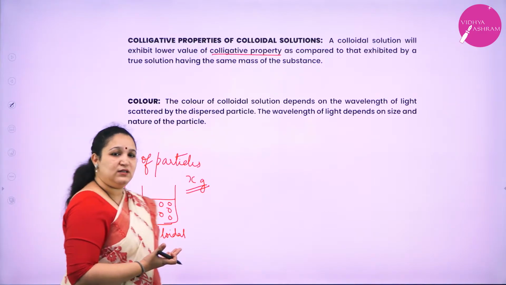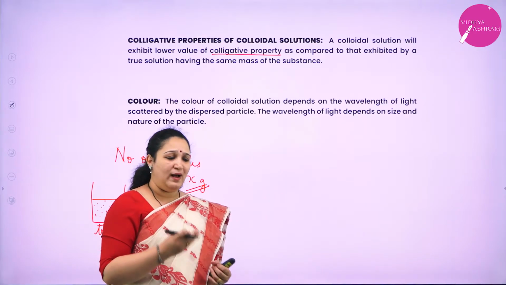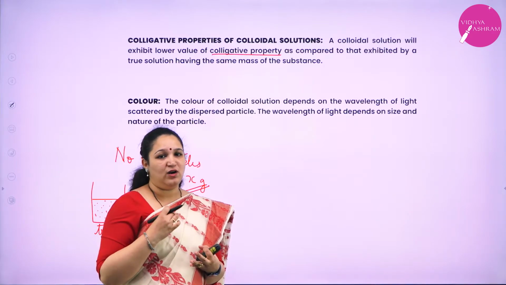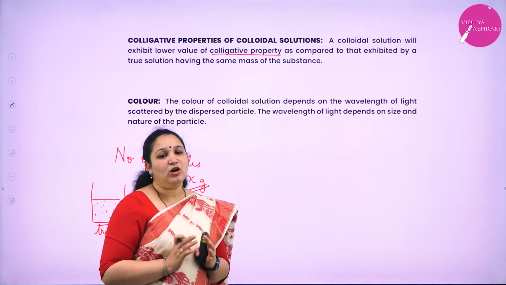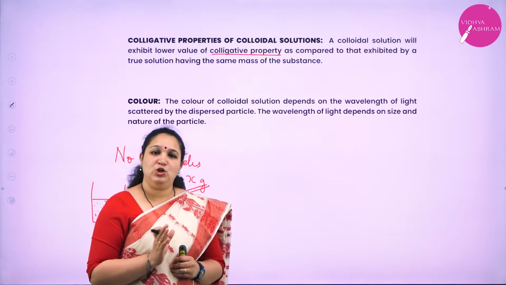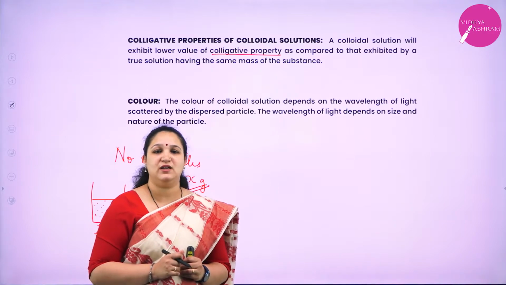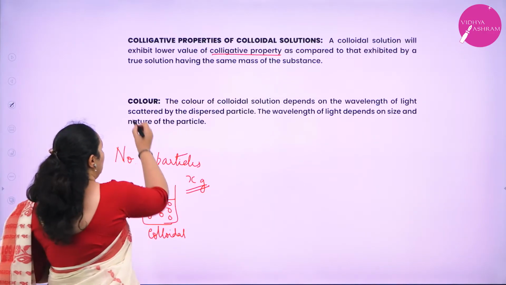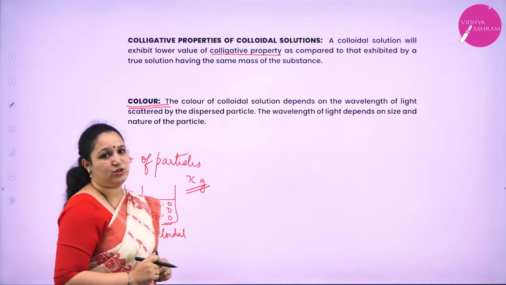Now, what are the different types of colligative properties? You have elevation of boiling point, depression of freezing point, osmotic pressure, and relative lowering of vapor pressure. All of this detail you will be learning in chapter 2 of physical chemistry, solutions. Next, we will move on to the color of a colloidal solution.